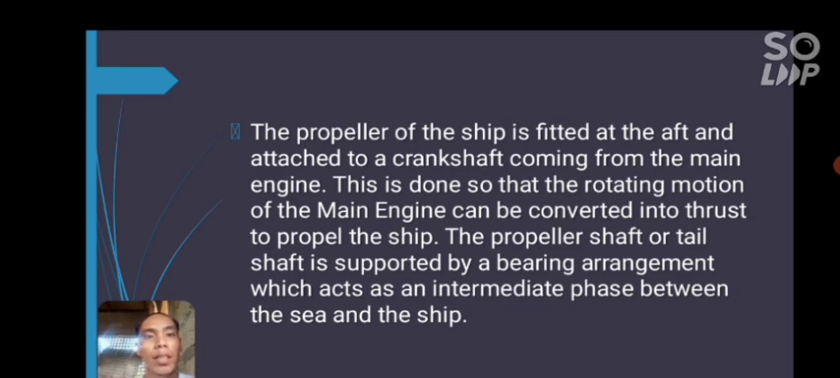The propeller of the ship is fitted at the aft and attached to a crankshaft coming from the main engine. This is done so that the rotating motion of the main engine can be converted into thrust to propel the ship. The propeller shaft or tail shaft is supported by a bearing arrangement which acts as an intermediate phase between the sea and the ship.